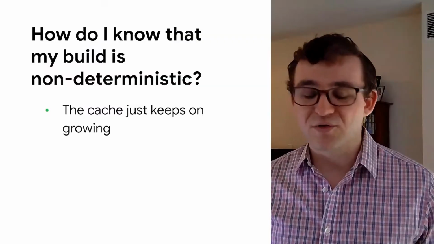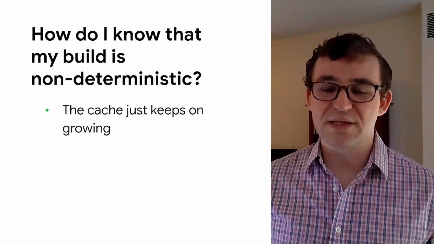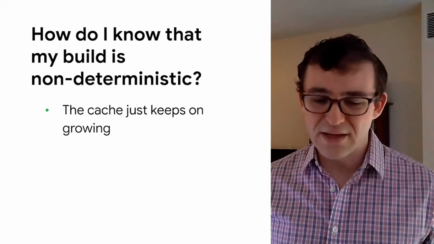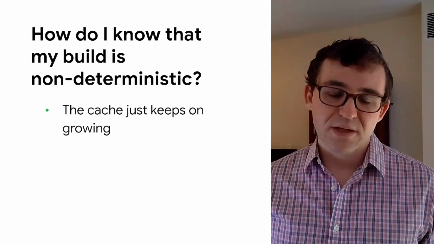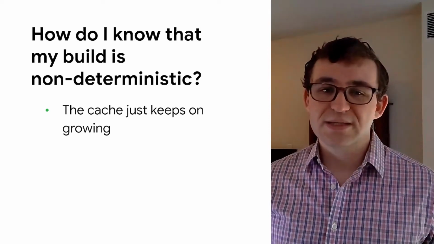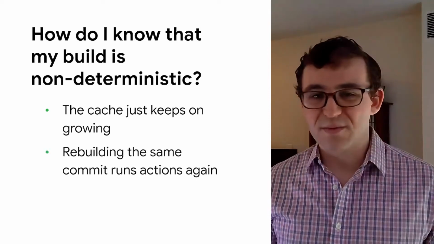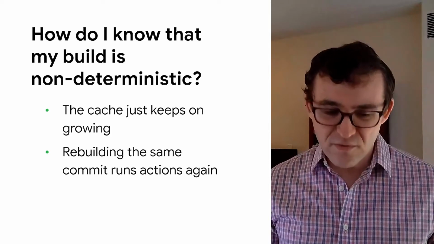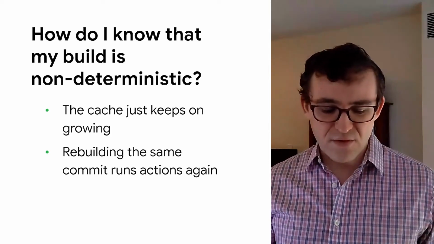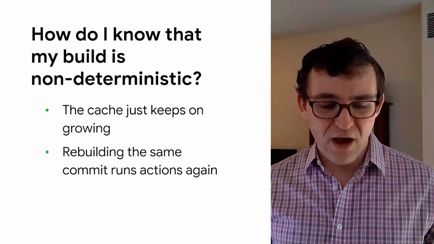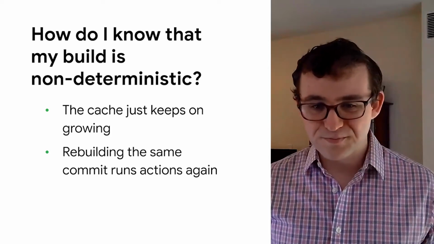A couple of common symptoms that will point to a non-deterministic build have to do, unsurprisingly, with caching. The first is when we see a cache just keep on growing. We keep running builds in the same commit over and over and over, and the cache keeps growing. Similarly, we can see that rebuilding the same commit is running actions over and over again, even though the build action output should be cached.